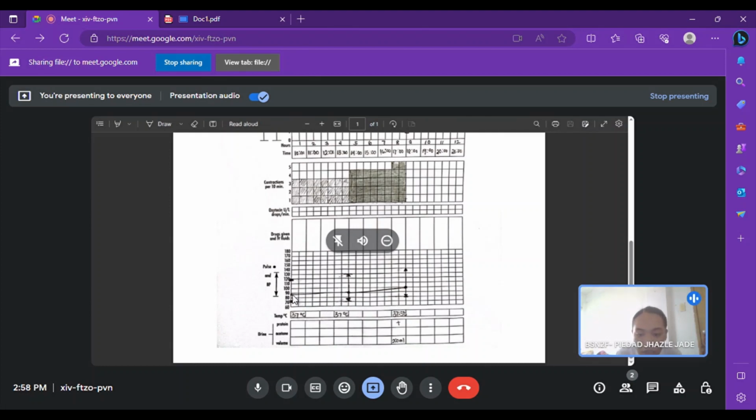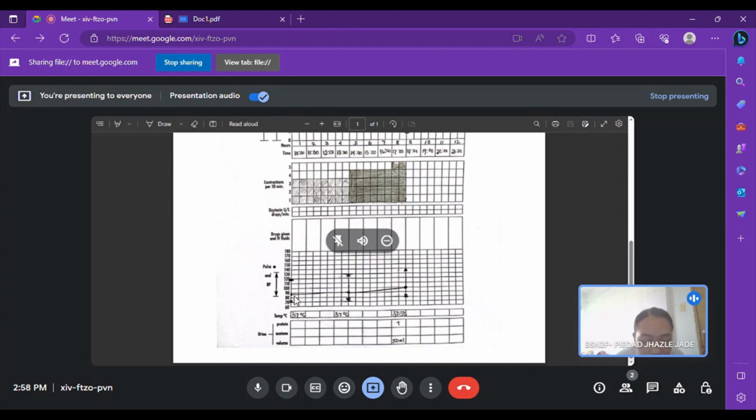Then the next is the pulse rate. As you can see here, the first is 90, which is normal. Then after 4 hours, it became 88. Then it became 90. Then it became 100, which is a normal pulse rate. Then the blood pressure of the patient.